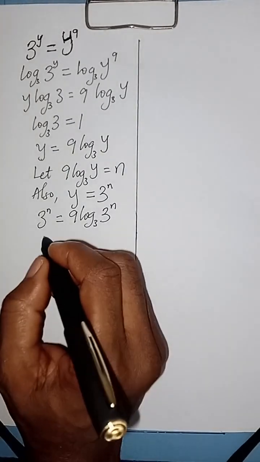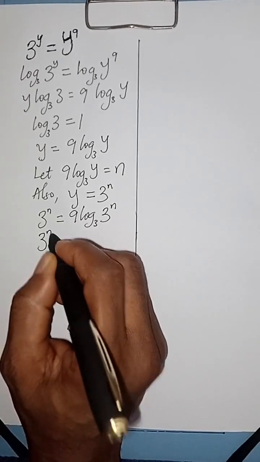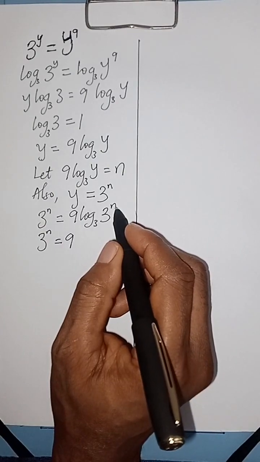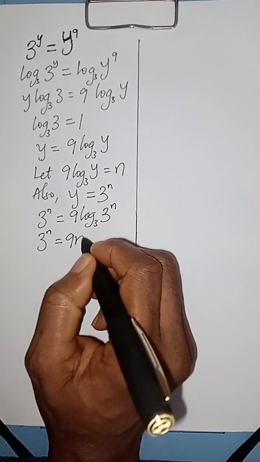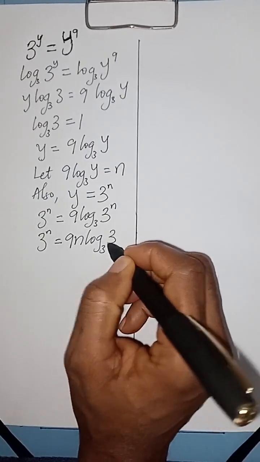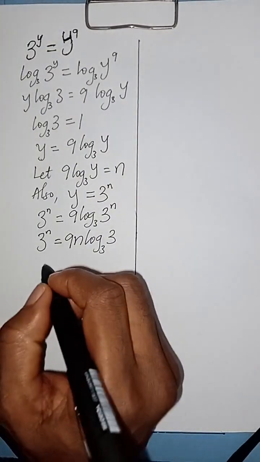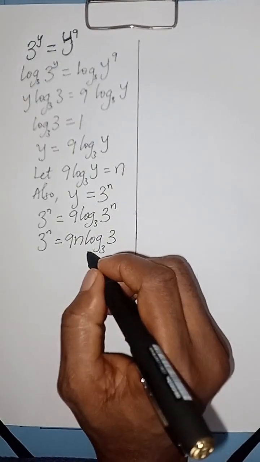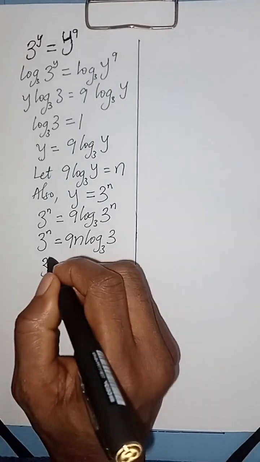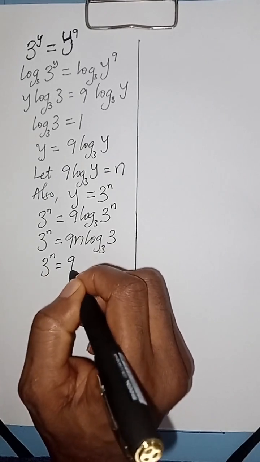So at this point, we're going to have 3 raised to power n equal to 9. The power here, which is n, will come to the side, and then it becomes log 3 to base 3. So at this point, it's easier for us to say log 3 to base 3 is 1. And then we're left with 3 raised to power n equal to 9n.